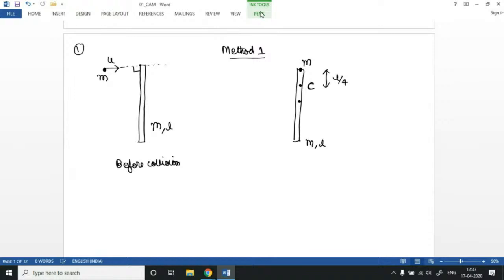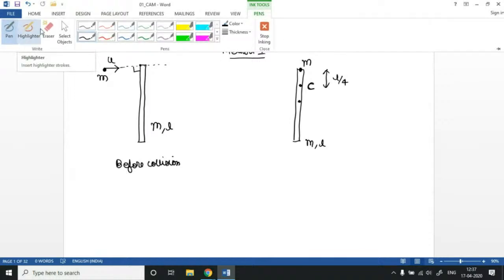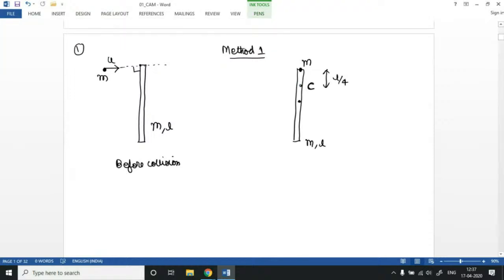So now we are interested in what would be the angular velocity of this system. Angular velocity we can write about any point, but it is better to always write it about an axis passing through the center of mass. So let's say the angular velocity of this particle-rod system is omega about an axis passing through the center of mass, and the center of mass will have some velocity v just after the collision. So this is the condition after the collision, and we are interested in finding v and omega.